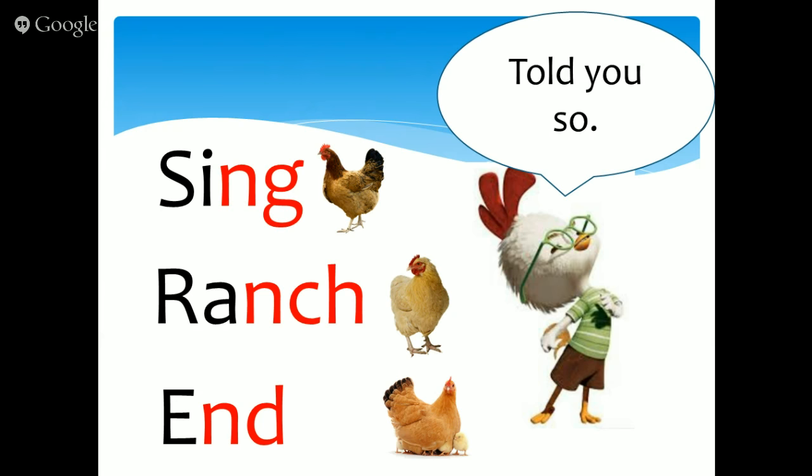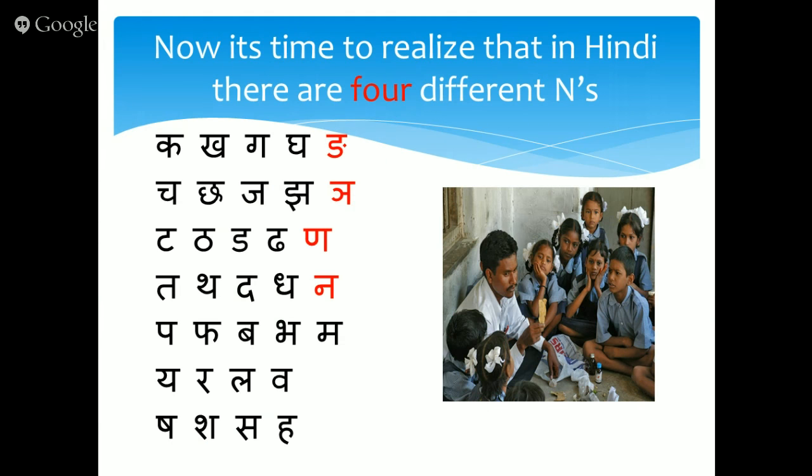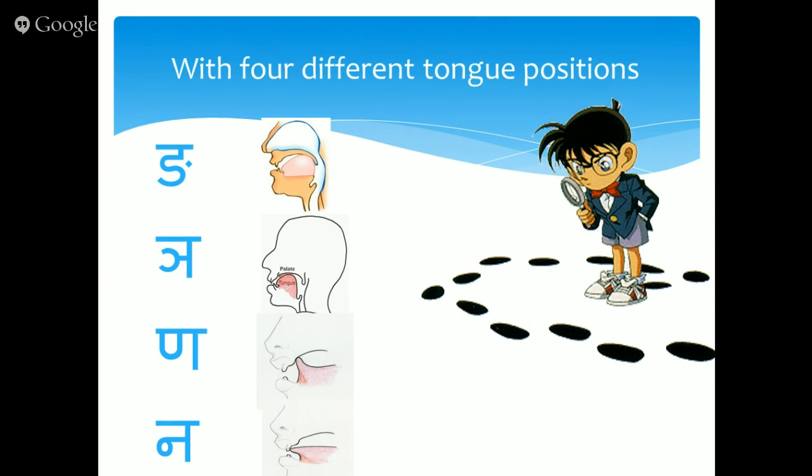Thank you, Chicken Little. So now it's time to realize that in Hindi, there are four different Ns, all highlighted in red right there. Four different N sounds. Because these four different N sounds are pronounced with four different tongue positions. The one with the tongue position in the back of the throat, the roof of the mouth, the tip of the tongue touching the area behind the bump on the roof of the mouth, and the tip of the tongue touching the front teeth.